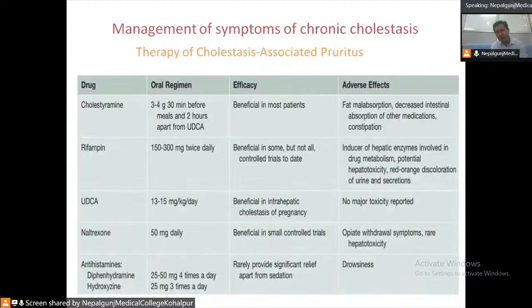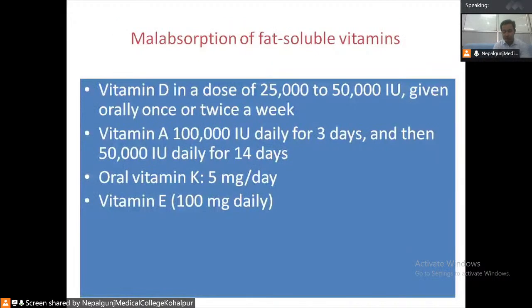Apart from these drugs, there are other therapies like ultraviolet light therapy and plasmapheresis. These are the other medical therapies. Other is liver transplant. If the patient has intense pruritus and poor quality of life, you can go for liver transplant.